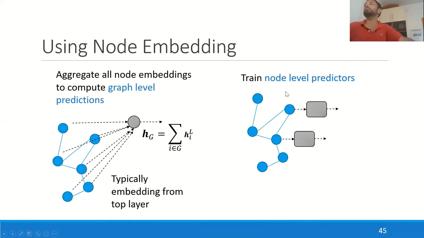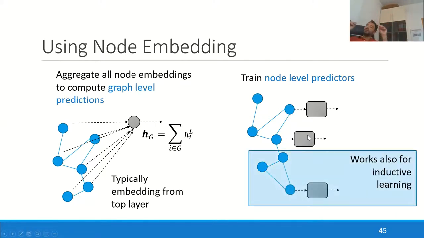on this graph encoding to classify the graph or to predict a continuous value for the graph. I can also operate on a node level. I can take as an input the encoding of this node, train a predictor at the node level, and for instance, classify this node into one of possible different classes. Okay, and same I can do for each node.